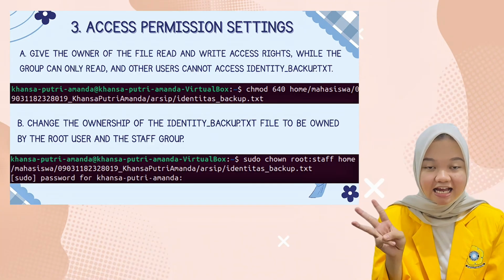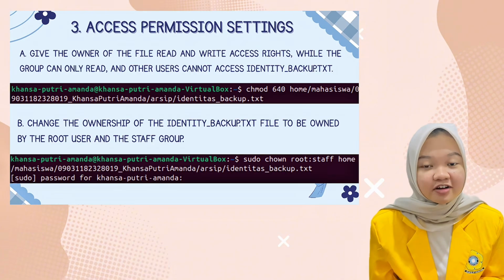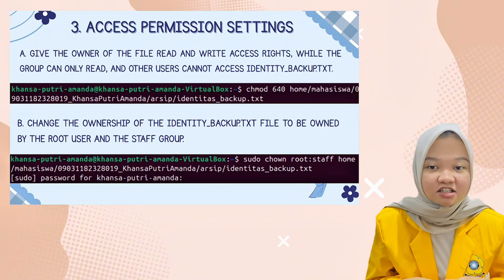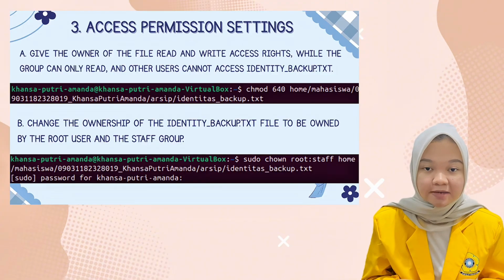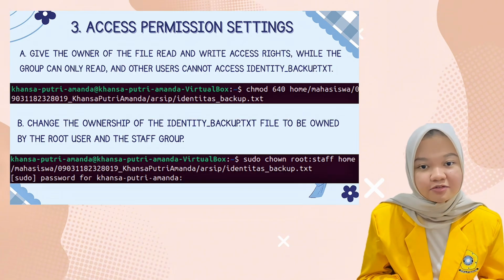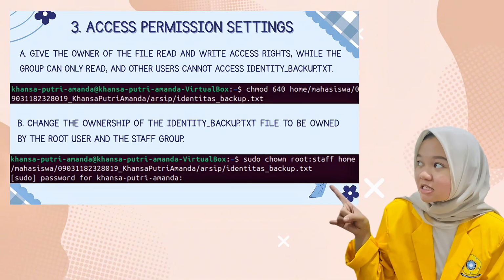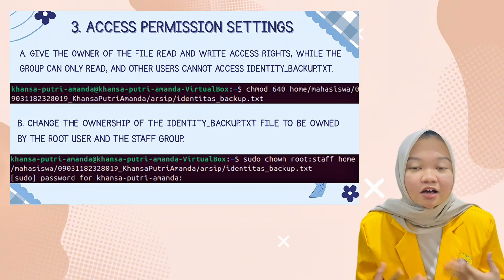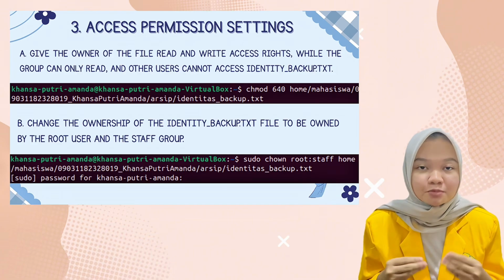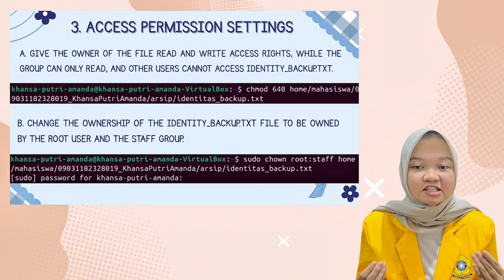Number 3. Access permission setting. Part A. Give the file owner read and write access, while the group can only read and other users cannot access identity_backup.txt. We must set the permissions for identity_backup.txt using the command chmod 640 as in this PowerPoint. This is important to manage data security so that only the owner can change the contents of the file.